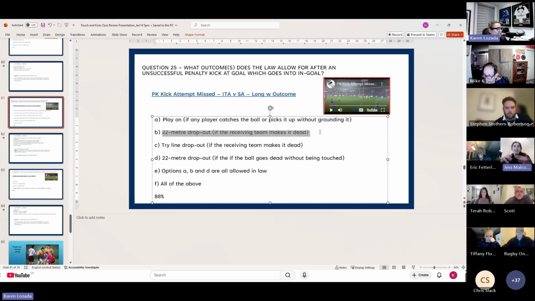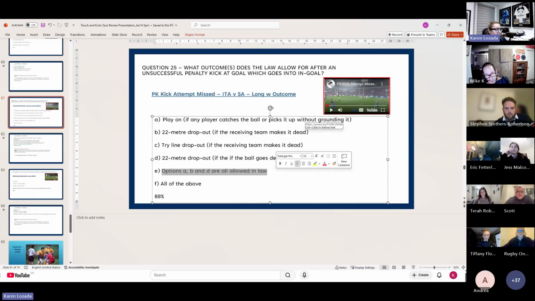So that's the other option, the 22-meter drop. And then the last option is if it goes straight out the back of the in goal or the deadline, which is when we would have the 22-meter drop. So there's a couple things that could happen depending on if the ball goes out the back or does not go out the back. Yay! Yeah, I know. All of these options are correct in law.